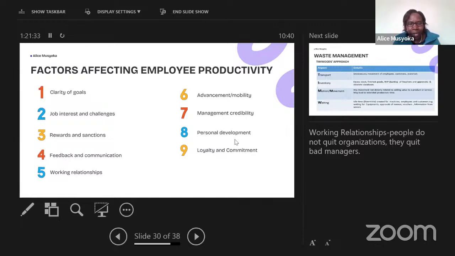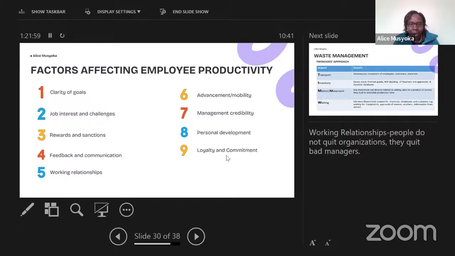Then we look at personal development. Personal development is where we are looking at whether this employee has all the competencies and the skills required for that particular role. They can take initiative to develop themselves. That is where personal development comes in, which is very key at the workplace.